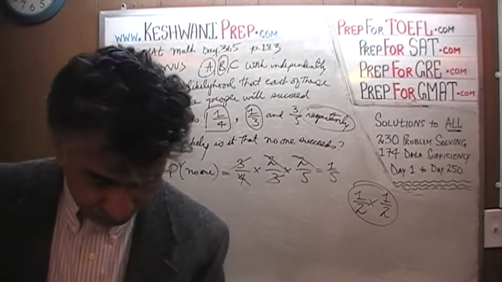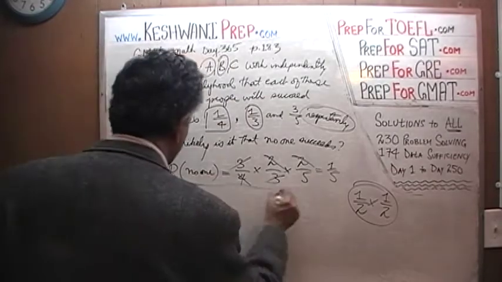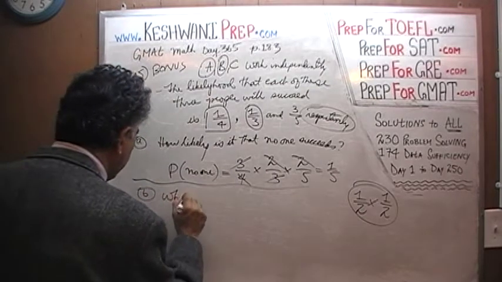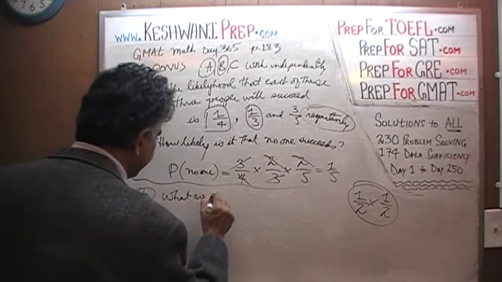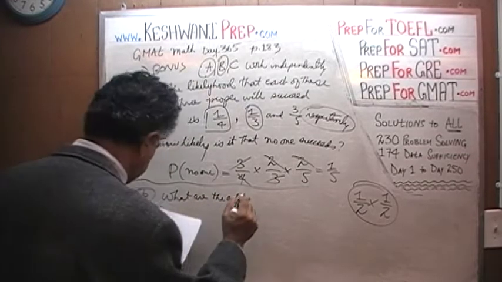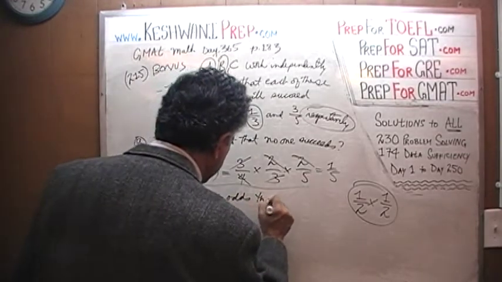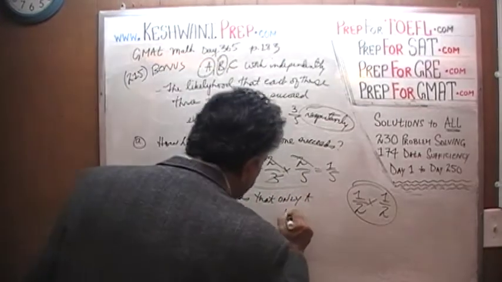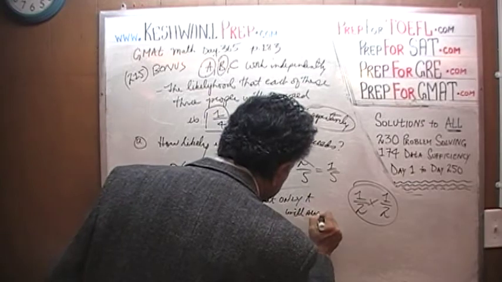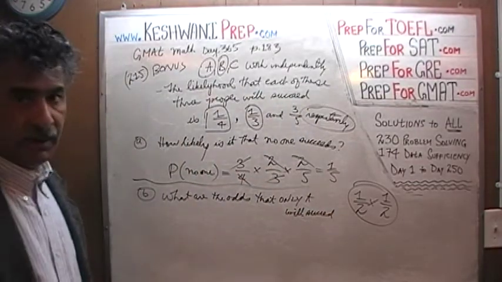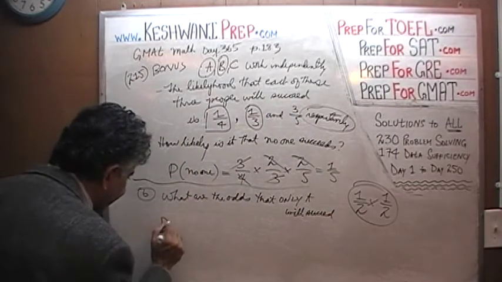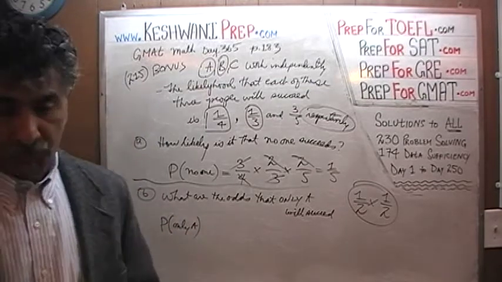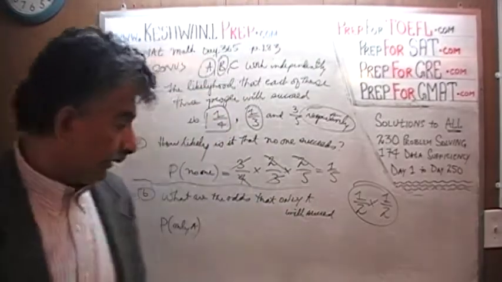Let's do one more, shall we? Part B. What are the odds that only A will succeed? This is the probability that only A will succeed, which also means that B and C will fail. And how do we calculate it?